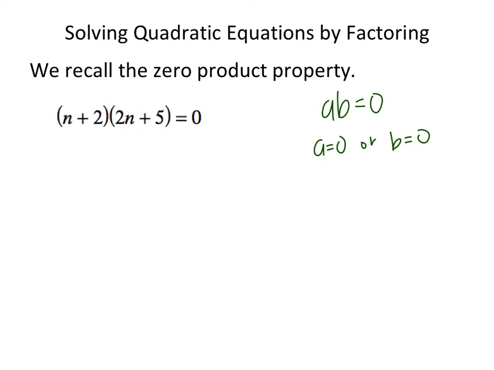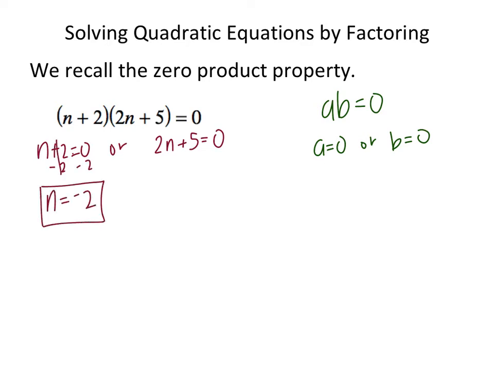Applying the zero product property here, we're going to equate n plus 2 to 0, or 2n plus 5 is equal to 0. In order for this to equal 0, one of these has to be 0. So we're solving for n. We subtract 2: n is equal to negative 2. Or subtract 5: we have 2n is equal to negative 5. Dividing now by 2, n is equal to negative 5 over 2.